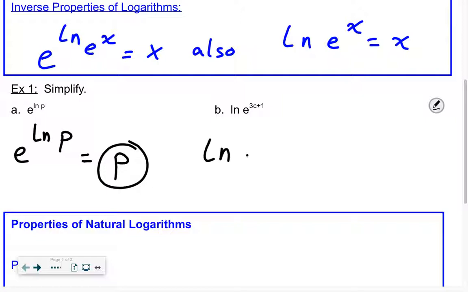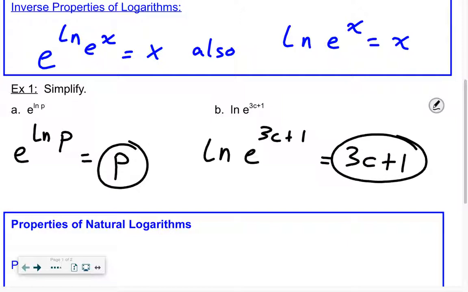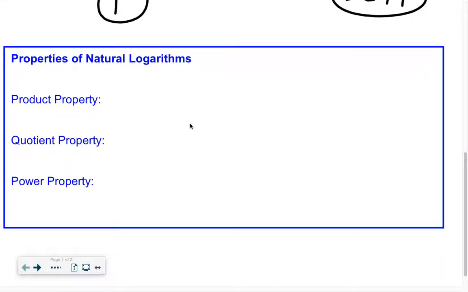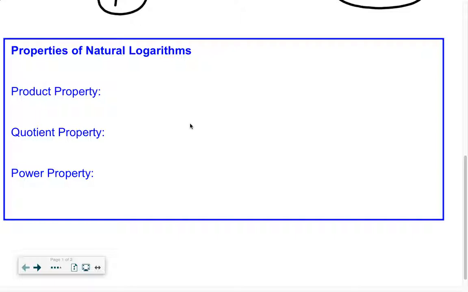The natural log of e raised to the 3c plus 1. What's my base understood to be here? E. Therefore, if your base and your of are the same, it's just whatever your exponent is. The exact same properties. We had the product, the quotient. You did that in the warm-up for number 2 and number 3. Those are going to be the exact same.